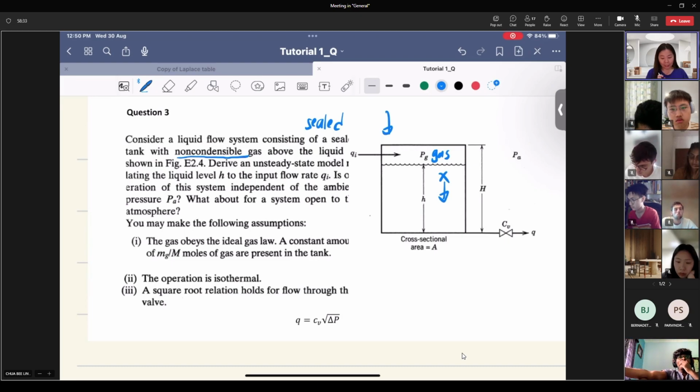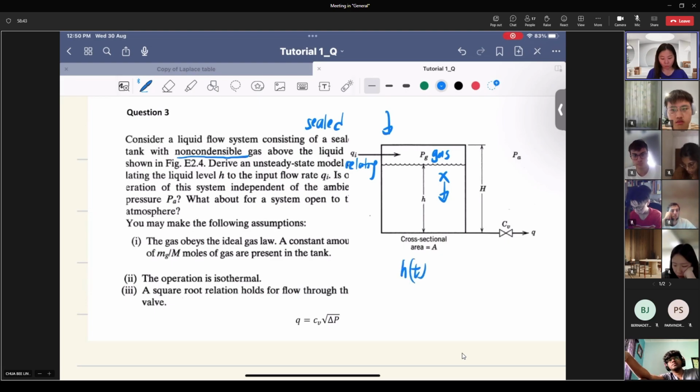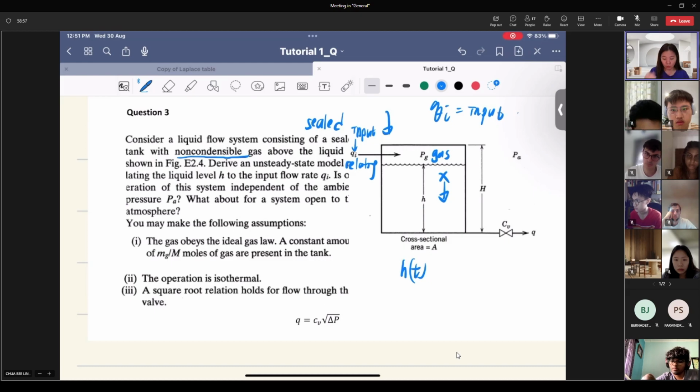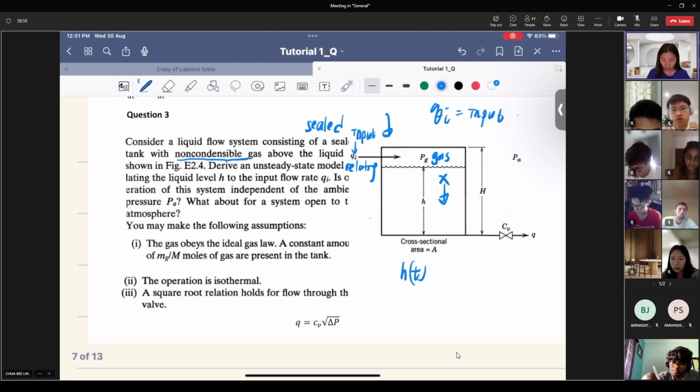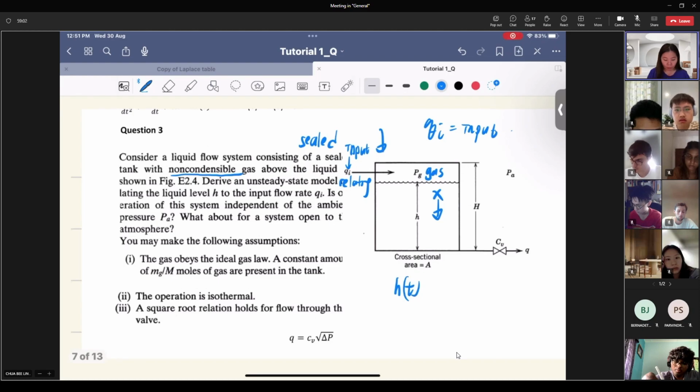Derive an unsteady state model relating the liquid level H. So you are going to derive H as a function of t to the input flow rate Qi. This is your input, your Qi is the input. Is the operation of this system independent of the ambient pressure PA?